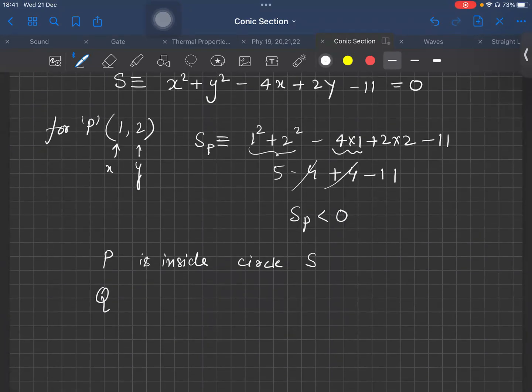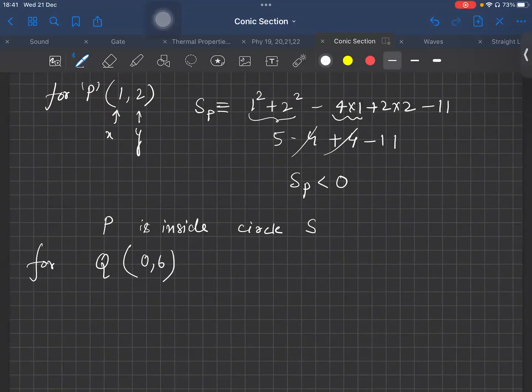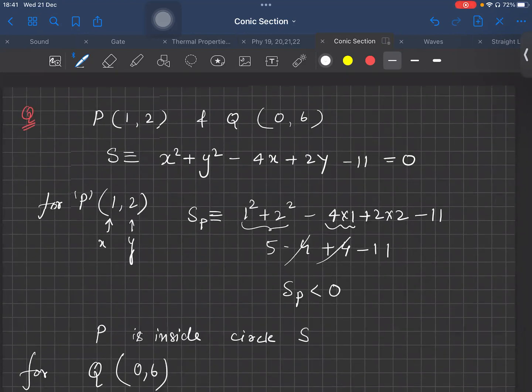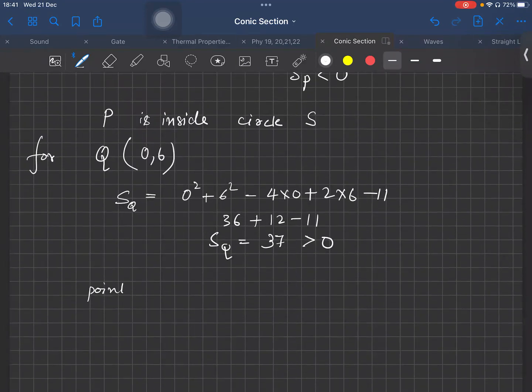Now similarly calculate for point Q. Q is (0, 6). So find out SQ. SQ is equal to what will you write? 0 square plus 6 square minus 4 times 0 plus 2 times 6, minus 11. How much are you getting? So this will be 36 plus 12 minus 11. That means you are getting 37, right? SQ is equal to 37, which is greater than 0. So point Q lies outside circle S.